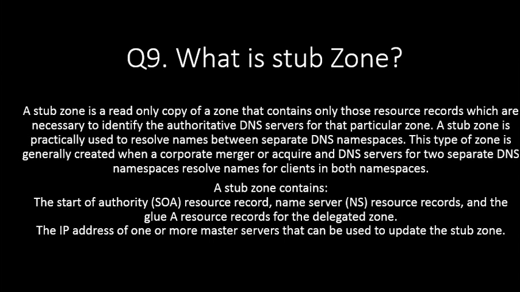A stub zone contains the start of authority SOA resource record, name server NS resource records, and the glue A resource record for a delegated zone. It also contains the IP address of one or more master servers that can be used to update the stub zone.